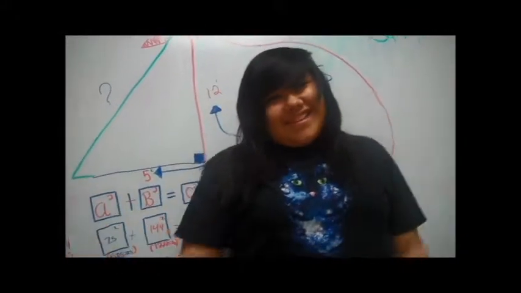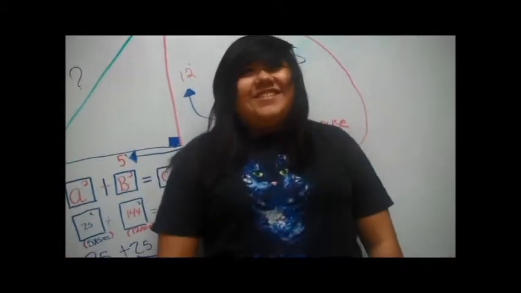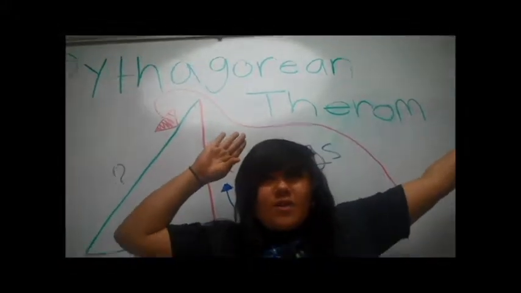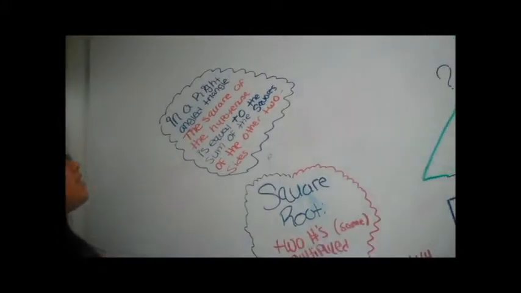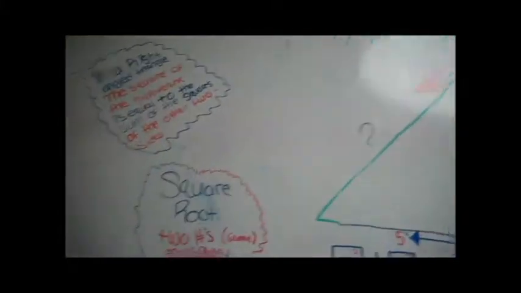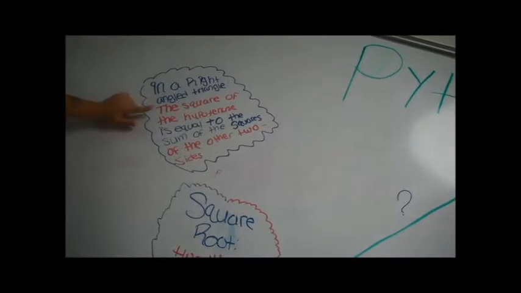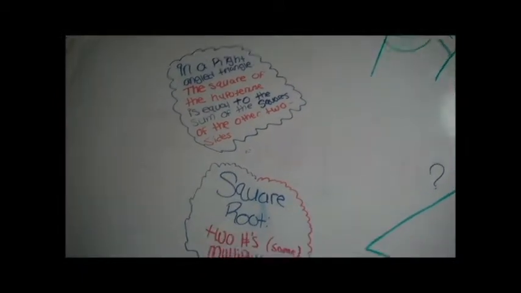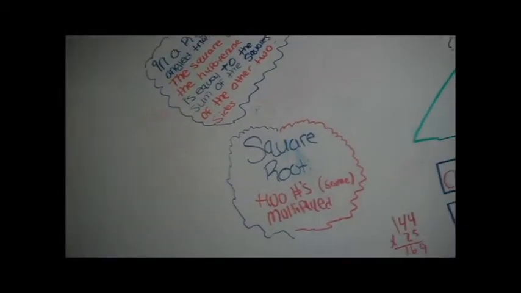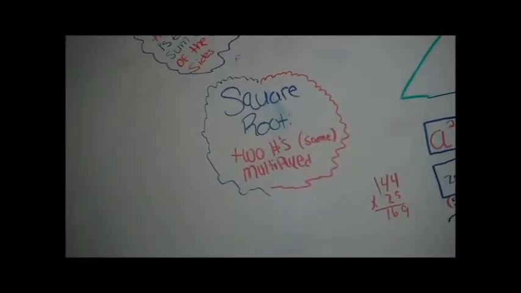Hi guys, I'm going to show you the Pythagorean theorem. The Pythagorean theorem is about a right angle triangle. The square of the hypotenuse is equal to the sum of the squares of the other two sides. A square root is two numbers that are the same, multiplied.